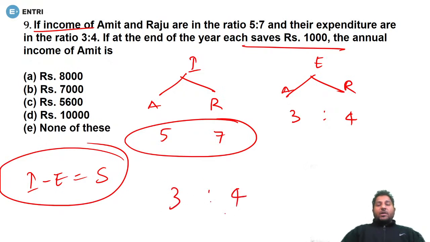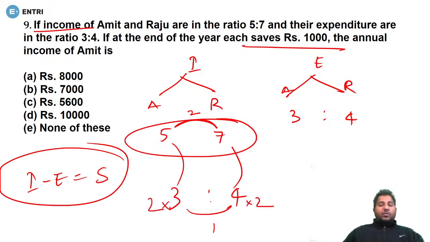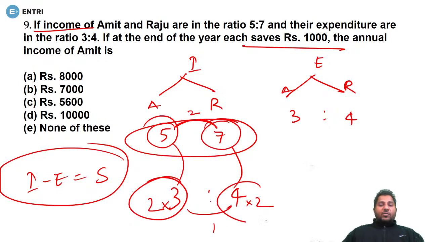Look at this. If both of them are equal in saving, that means the difference in their ratios must have been the same. Here it has been given as 2, while here it has been given as 1. So what we would do, we would multiply it with 2. Now from 5 to 6, from 7 to 8. So we have figured it out.